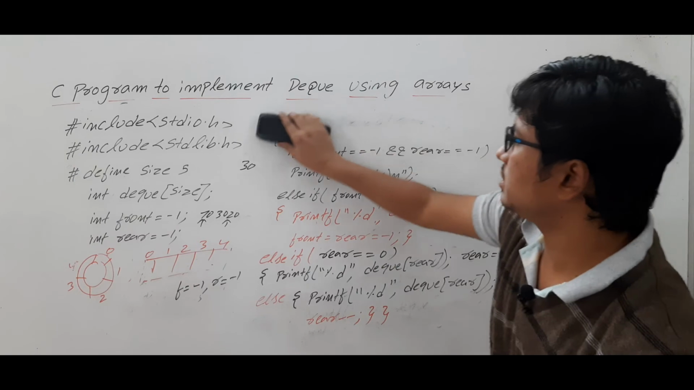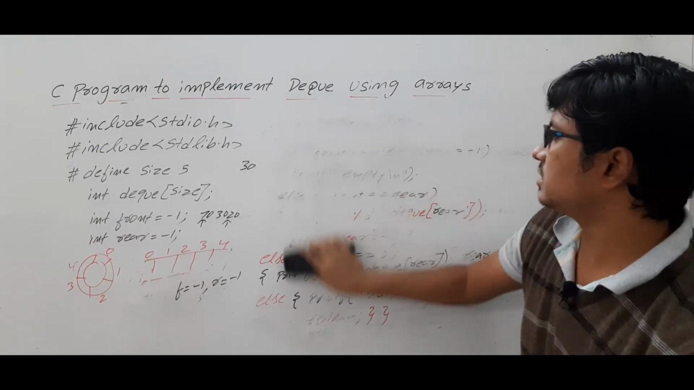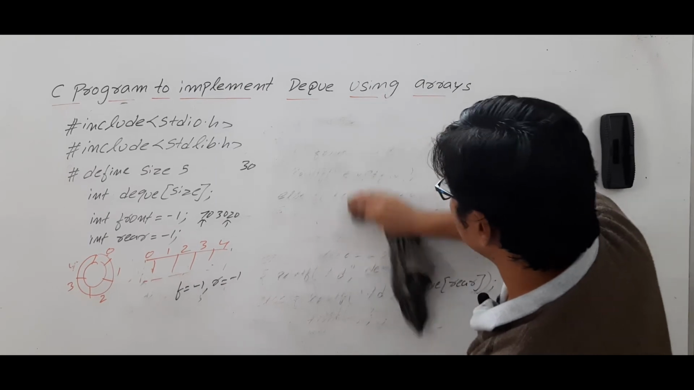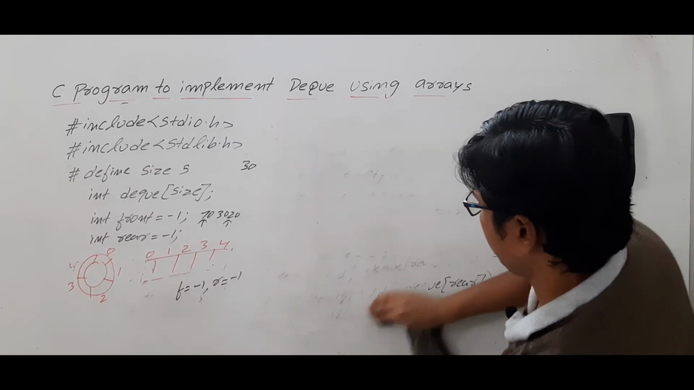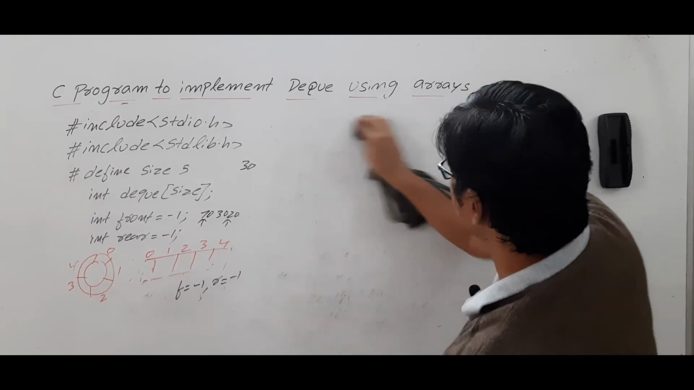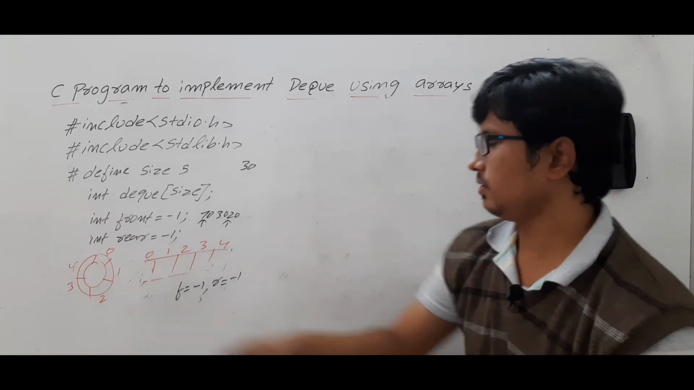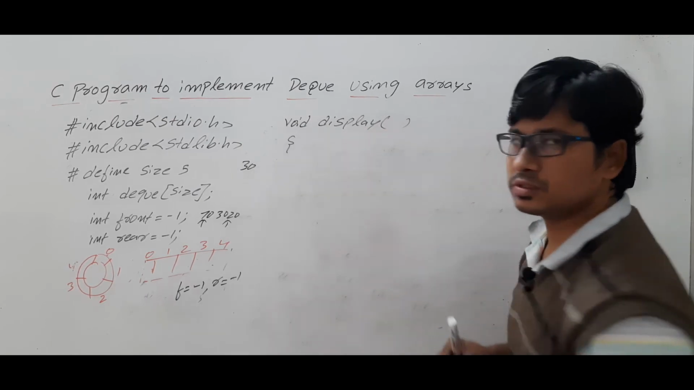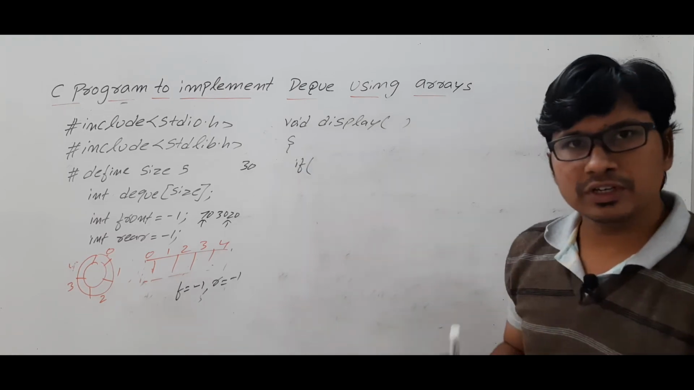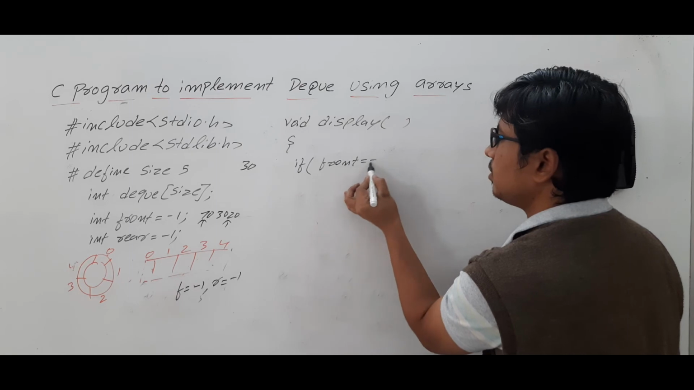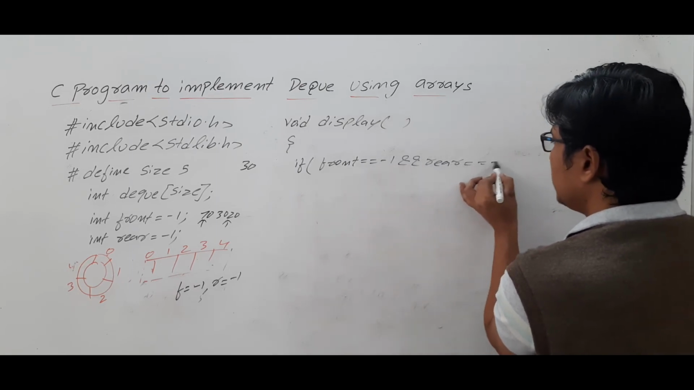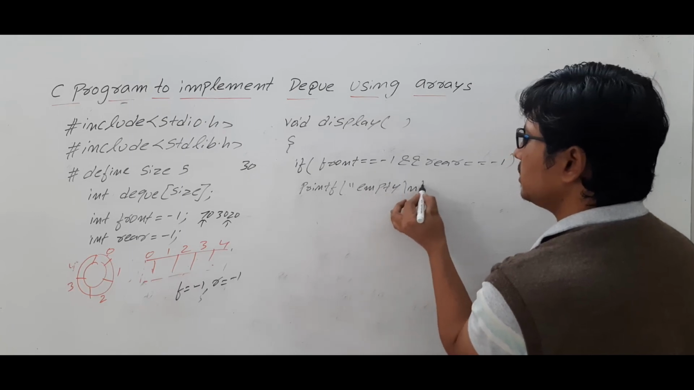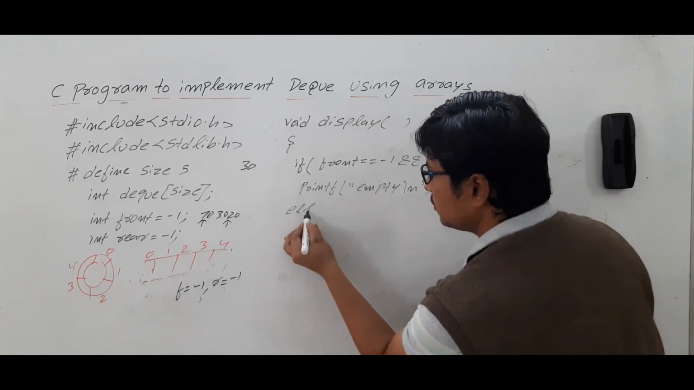Now let me discuss the display function. You want to display the elements which are there in the double-ended queue. Let me erase it properly. Void display function. The name of the function is display. It is a user defined function. In display also, before displaying the elements, you need to check whether the queue is empty or not. If front is equal to -1 and rear is equal to -1, then you can say that the double-ended queue is empty. If it is empty, how can you display the elements? You cannot display the elements. Else, then only we will display the elements.